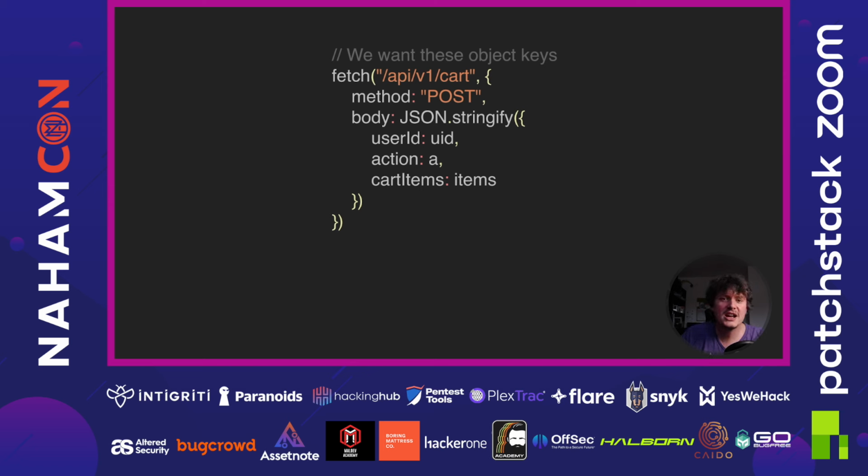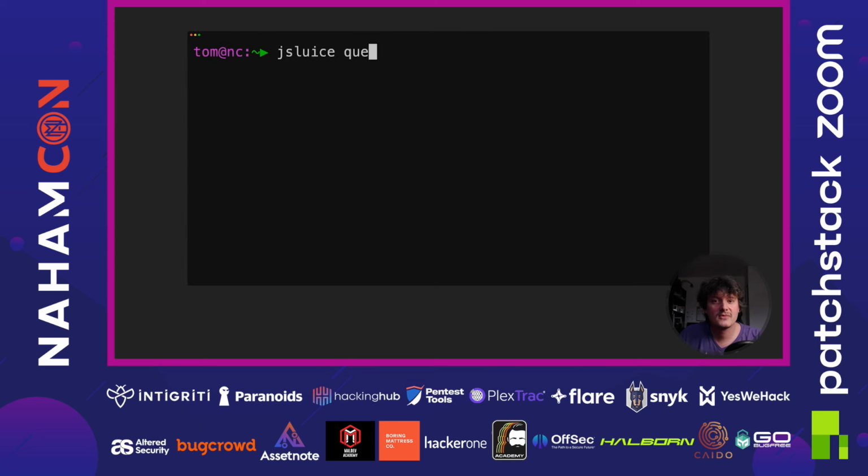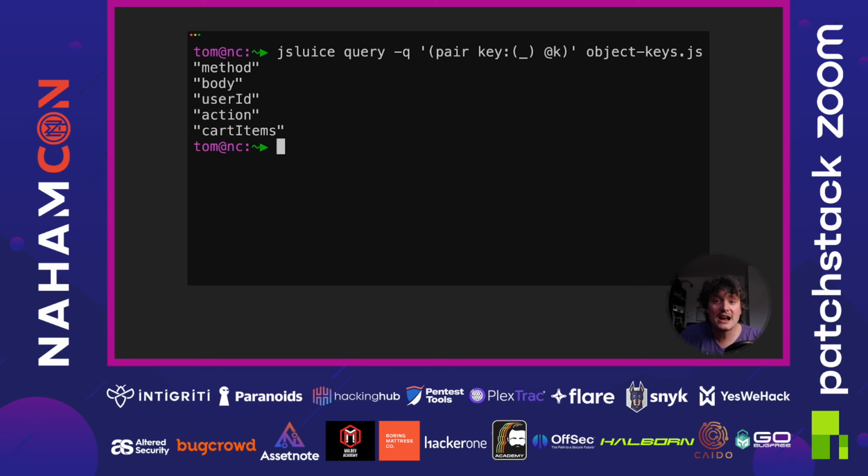And also, object keys from a JavaScript source can be a really great source of that data. Here we have an object being posted to an API endpoint, and we might want to use those object keys in a word list for guessing parameters in other parts of the application. Now, we can extract those keys pretty easily with JSLUS.